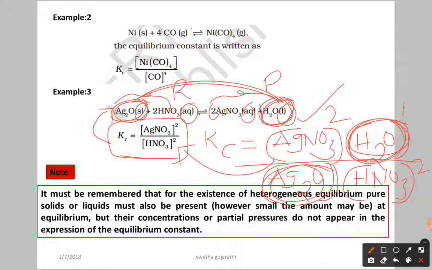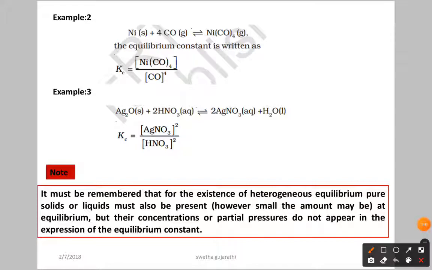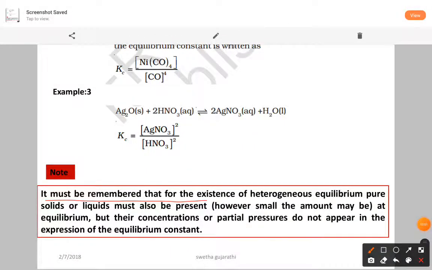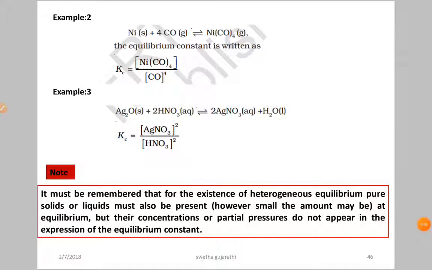Now here we have one important note. It must be remembered that for the existence of heterogeneous equilibrium, pure solids and liquids must also be present, however small the amount may be at equilibrium, but their concentrations or partial pressures do not appear in the expression for the equilibrium constant.